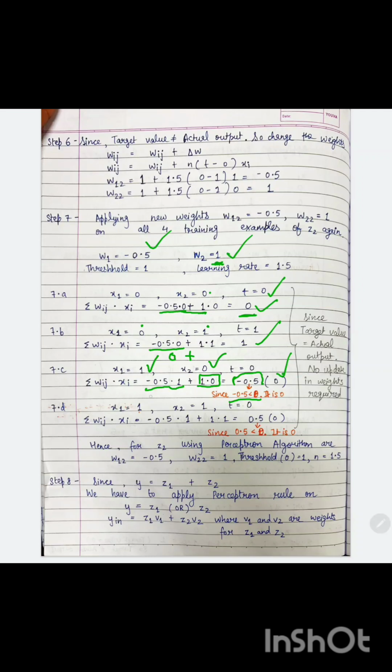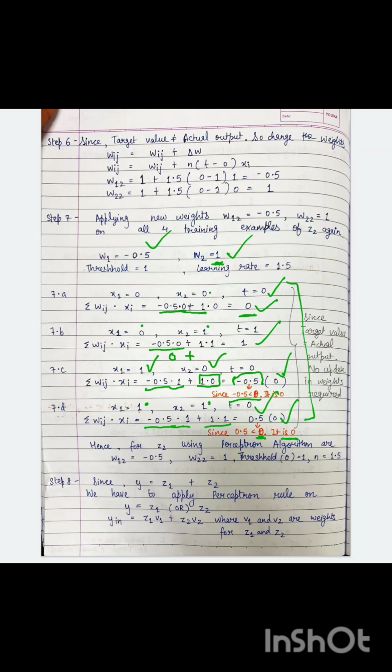After that, we have x1 as 1 and x2 as 1. So minus 0.5 into 1 plus 1 into 1. So we get 1 minus 0.5, which is less than theta, which is less than 1. So the answer is 0 again. So target is 0, actual output is 0. Since all the outputs are same, no change required in the weights. So these are acceptable weights for Z2.